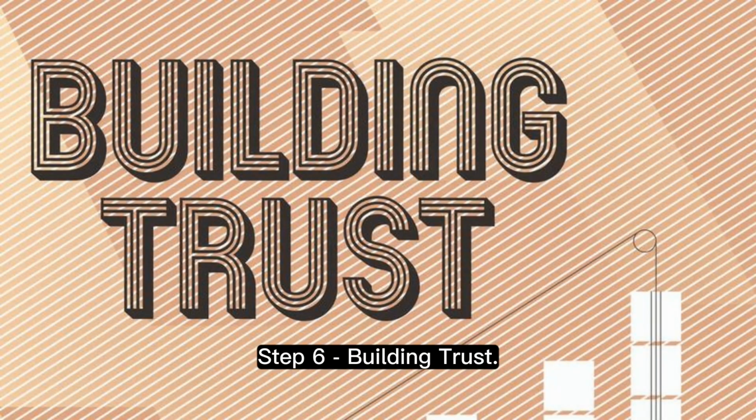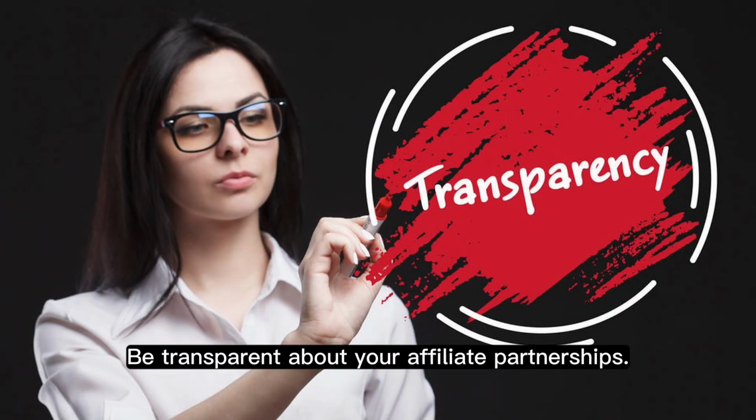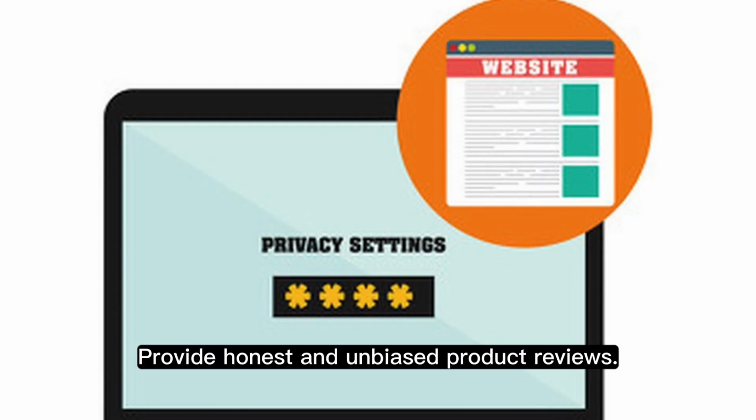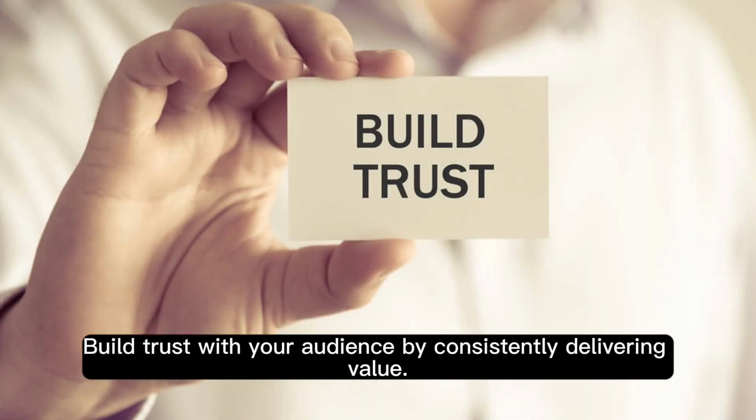Step 6. Building trust. Be transparent about your affiliate partnerships. Provide honest and unbiased product reviews. Build trust with your audience by consistently delivering value.